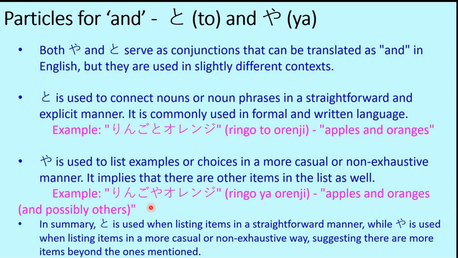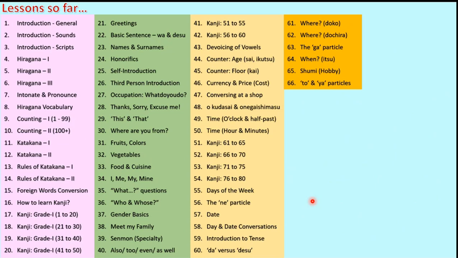So depending on the situation and the complete sentence and the context in which this is said will decide whether to use to or ya. Thus, in summary, to is used when listing items in a straightforward manner, while ya is used when listing items in a more casual or non-exhaustive way, suggesting there are more items beyond the ones mentioned. So friends, I hope the difference between ya and to particles is clear. Both of them mean and, but the usage of the two will be different according to the situation.